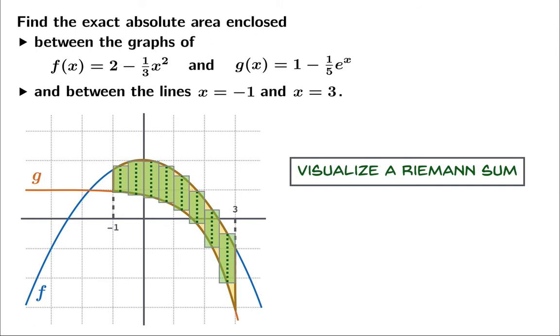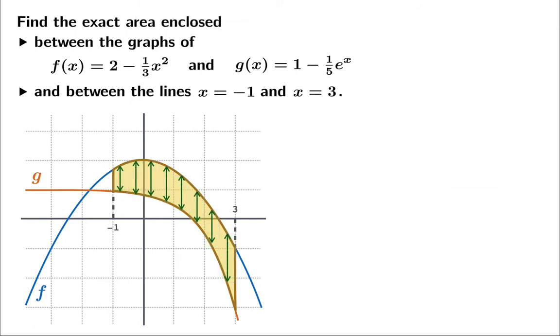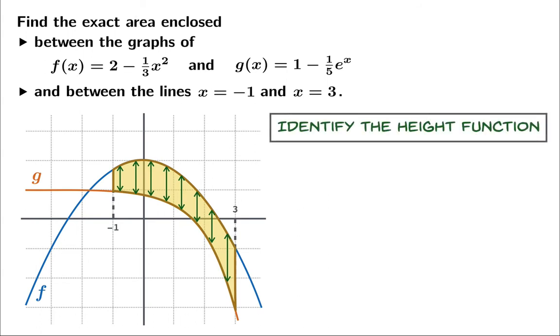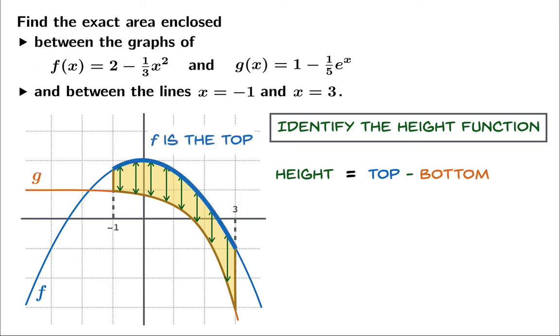So we're going to be approximating the area with rectangles that might look like this, and that'll help you imagine the height function. So the height function can be obtained by taking the top minus the bottom. F serves as the top of our region.